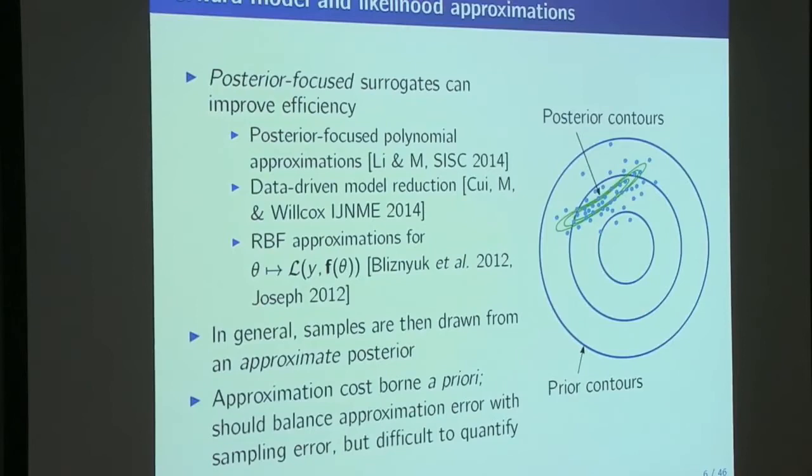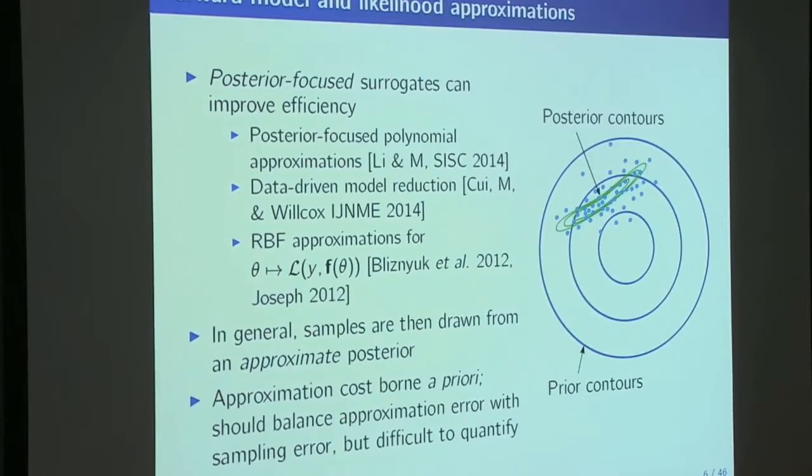And in general, there might be unknown constants that you really can't control. And the other thing is that you're bearing the approximation cost a priori. So you're doing all this offline work, effectively before you solve the inference problem, to construct the approximation. And then you're going to go out and do some sampling of the posterior, and that incurs its own error because you take a finite number of samples. How do you balance all these errors together?